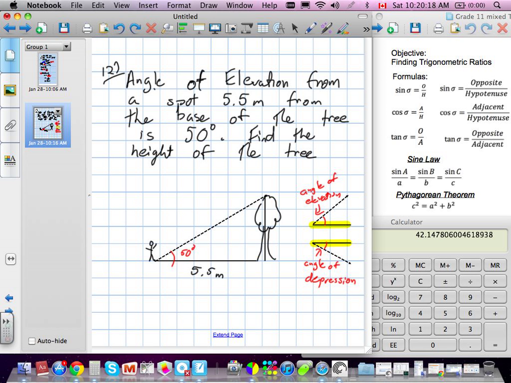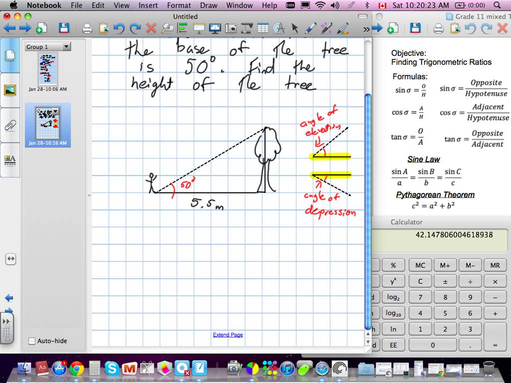Okay, so we can now redraw our triangle here without our person and our tree and plot our points in. What kind of triangle are we dealing with? Right angle. That's right, it's a right angle triangle. We know that this part of the triangle here is 5.5 meters, and our angle of elevation is 50 degrees. They want the height, which means they're referring to this part of the triangle. Since they're looking for the height, we'll call that side x.